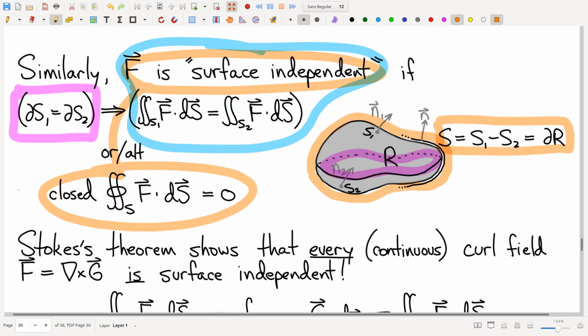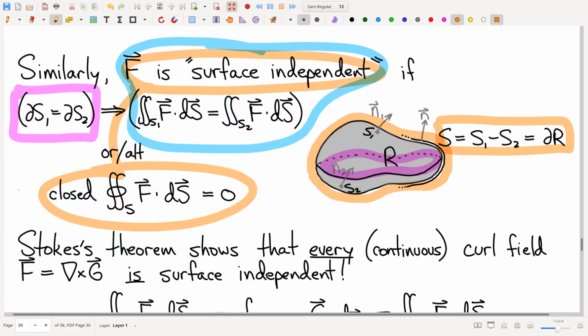Okay, so now I have yet to address when this happens. Under what circumstances is a vector field surface independent? Are there any vector fields that are surface independent? How would I know if a vector field that comes to me is surface independent? A lot of natural questions that we'll want to talk about. But before I do, let me take a pause. Does everybody at least see what I mean by surface independent? Everybody on board? As long as you get the right boundary, pick whatever surface you like.